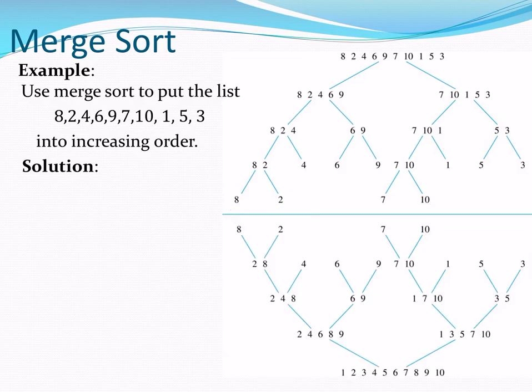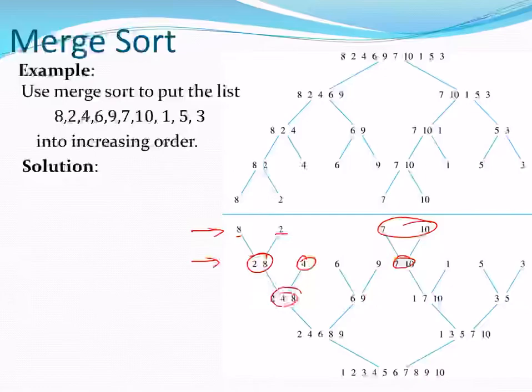So I'll take the 8 and the 2 and put them in the correct order here. And then I'll take the 7 and the 10, put them in the correct order here, and now I'm done at that level. Now I'm at this level. 2, 8, and 4 gets put together by the merge subroutine this way. 6 and 9. 7, 10, and 1 gets put together this way. 5 and 3 gets put together this way.